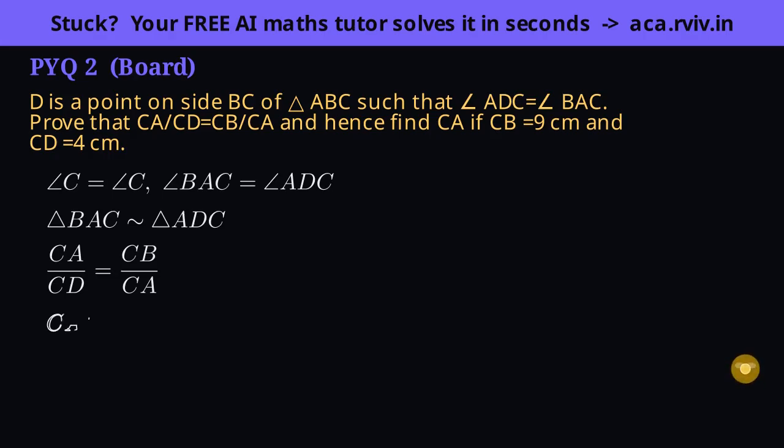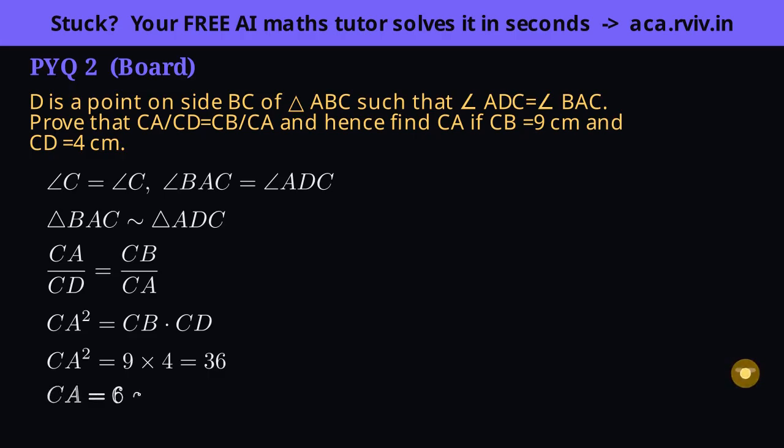Cross-multiply and the two CAs meet. CA times CA on one side, so CA squared equals CB times CD. The first part of the question is now proved. Now the numbers. Substitute CB equals 9 and CD equals 4. So CA squared equals 9 times 4, which is 36. Take the square root of 36 to get CA. There are two roots, plus and minus 6, but a length can't be negative, so we keep the positive one. CA is 6 centimeters.